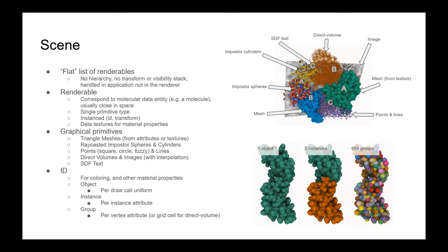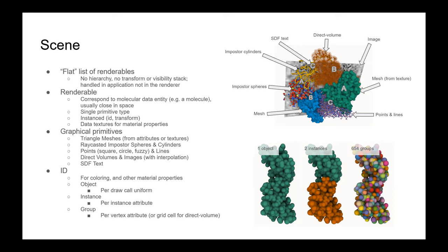So in the renderer, we have a very simple scene. It's just a flat list of renderables, or objects we want to render. There's no hierarchy and no automatic transforms or anything like that. We handle all those things when needed in the application, but not in the renderer.